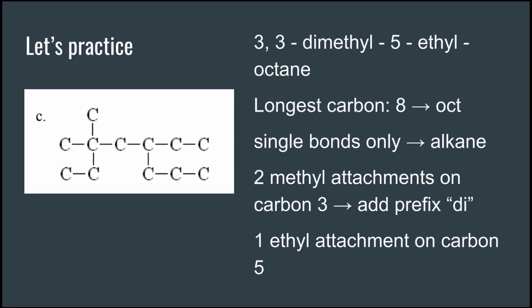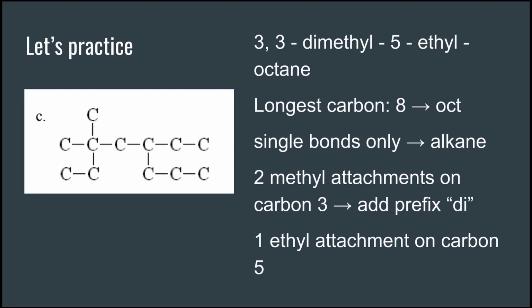But the type of attachment is also quite important. In this case, it's just 1 carbon, meaning that it's a methyl. So we got 2 methyl attachments on carbon 3. Thus, meaning that we must add dimethyl. The 3,3 is to imply that both of these methyl attachments are on the same carbon. So 3,3-dimethyl.